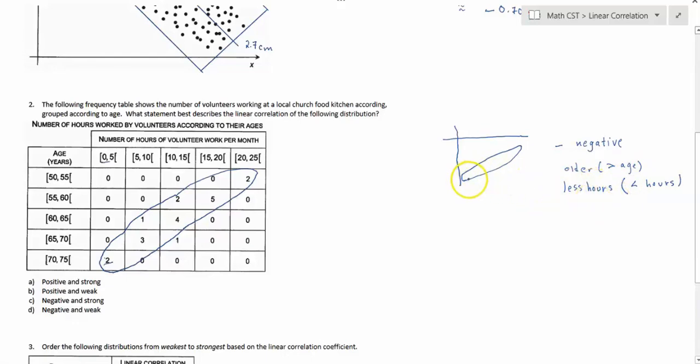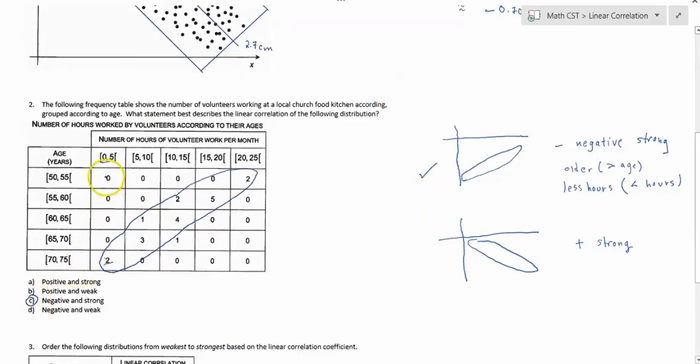I also noticed that this distribution is quite tight together. There are a whole bunch of zeros in the corners here, and the numbers aren't spread all over the table. So this is actually a negative and strong correlation. Now, if those values had been clustered down the other direction of the graph, like this, down the center, it would be positive and strong. But that's not the case. This is the case here, and so our answer is going to be C.